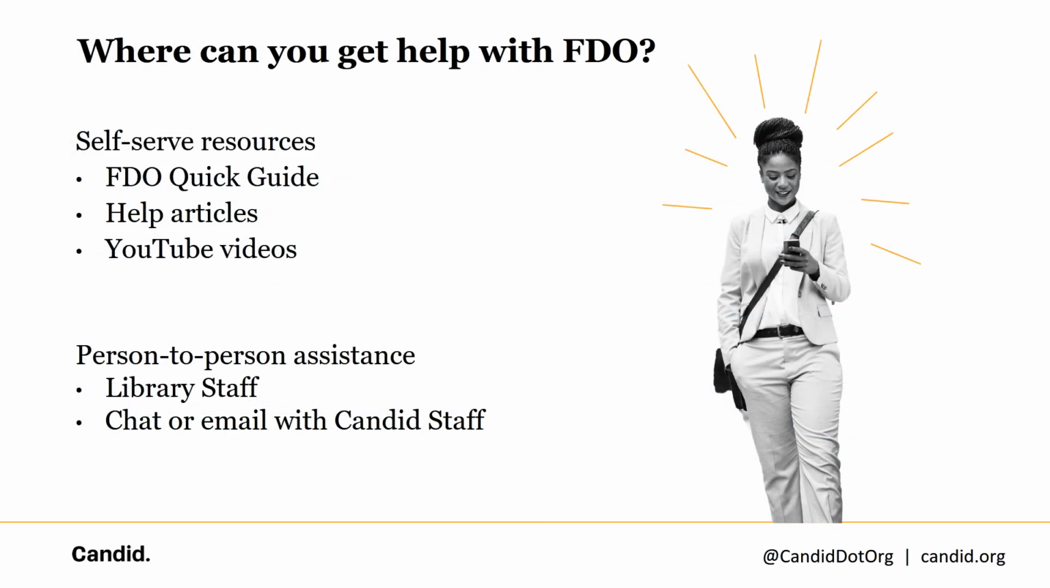Where can you get help with FDO? They have a lot of self-serve resources, so you can go on their page and look at their quick guide and help guides. They also have a lot of tutorial videos that are broken up into snippets, so you can go through and watch just what you need. You can also get person-to-person assistance from their library staff that they have at each one of their centers. You can also chat or email with the Candid staff. You'll see that down in the bottom right-hand corner of your screen when you're on their website, whether someone's available to chat with you live. So that information is easily accessible on their website.